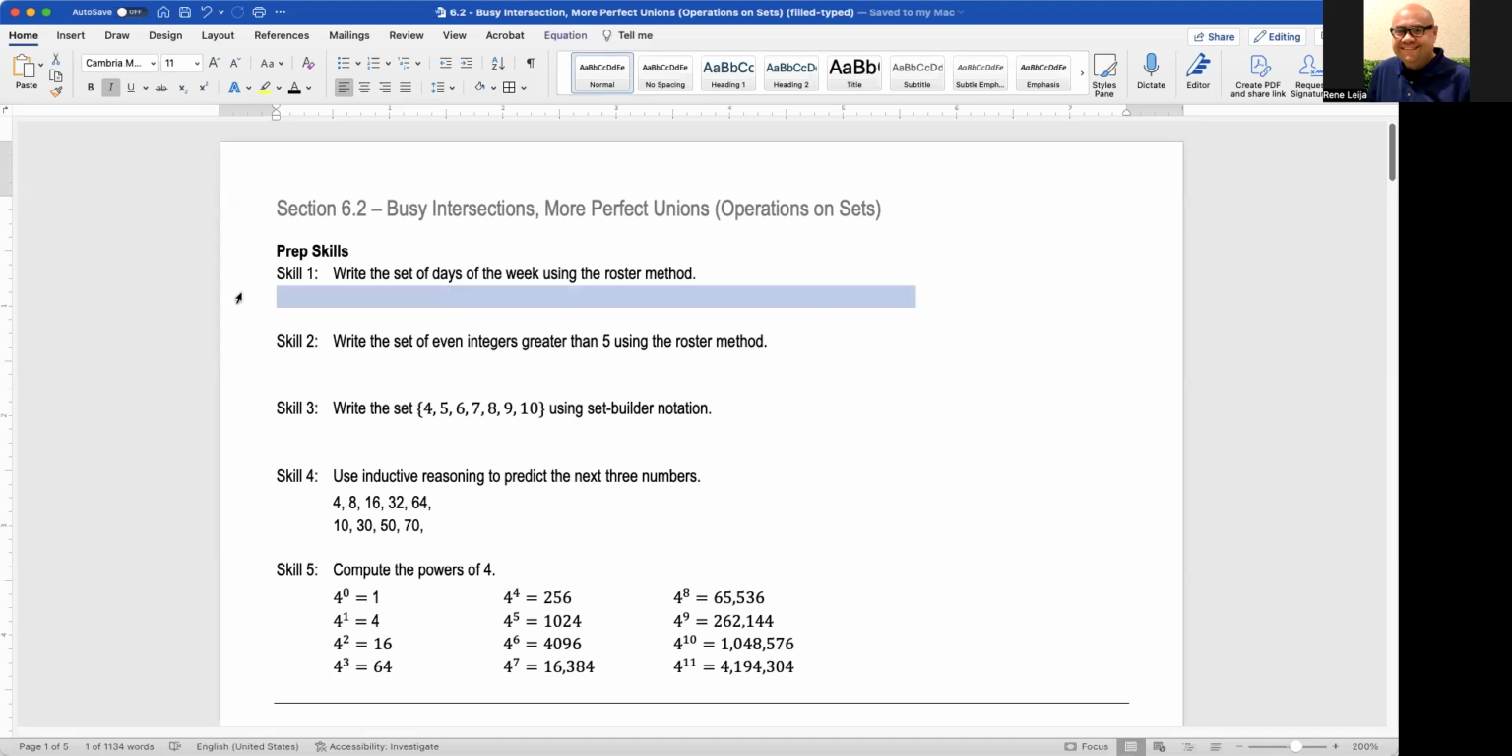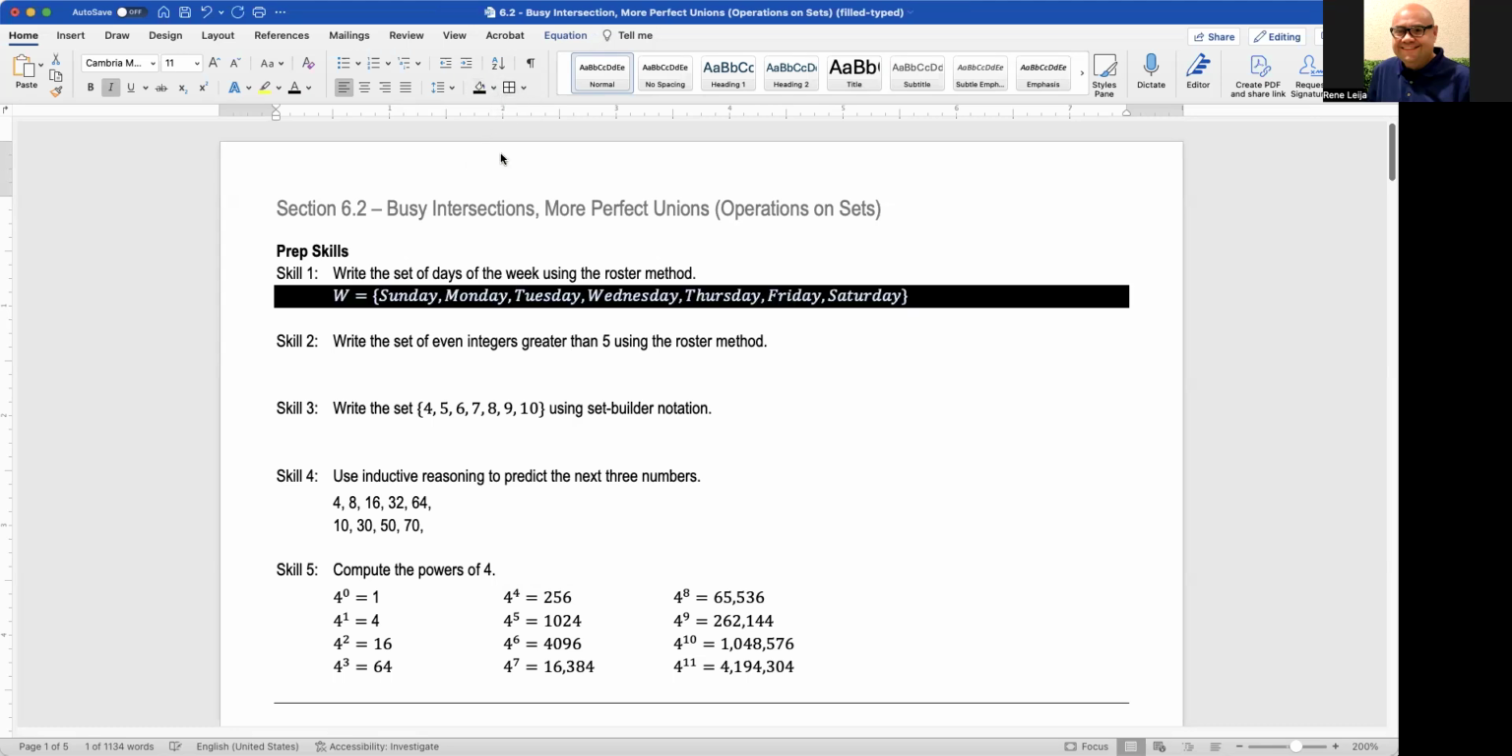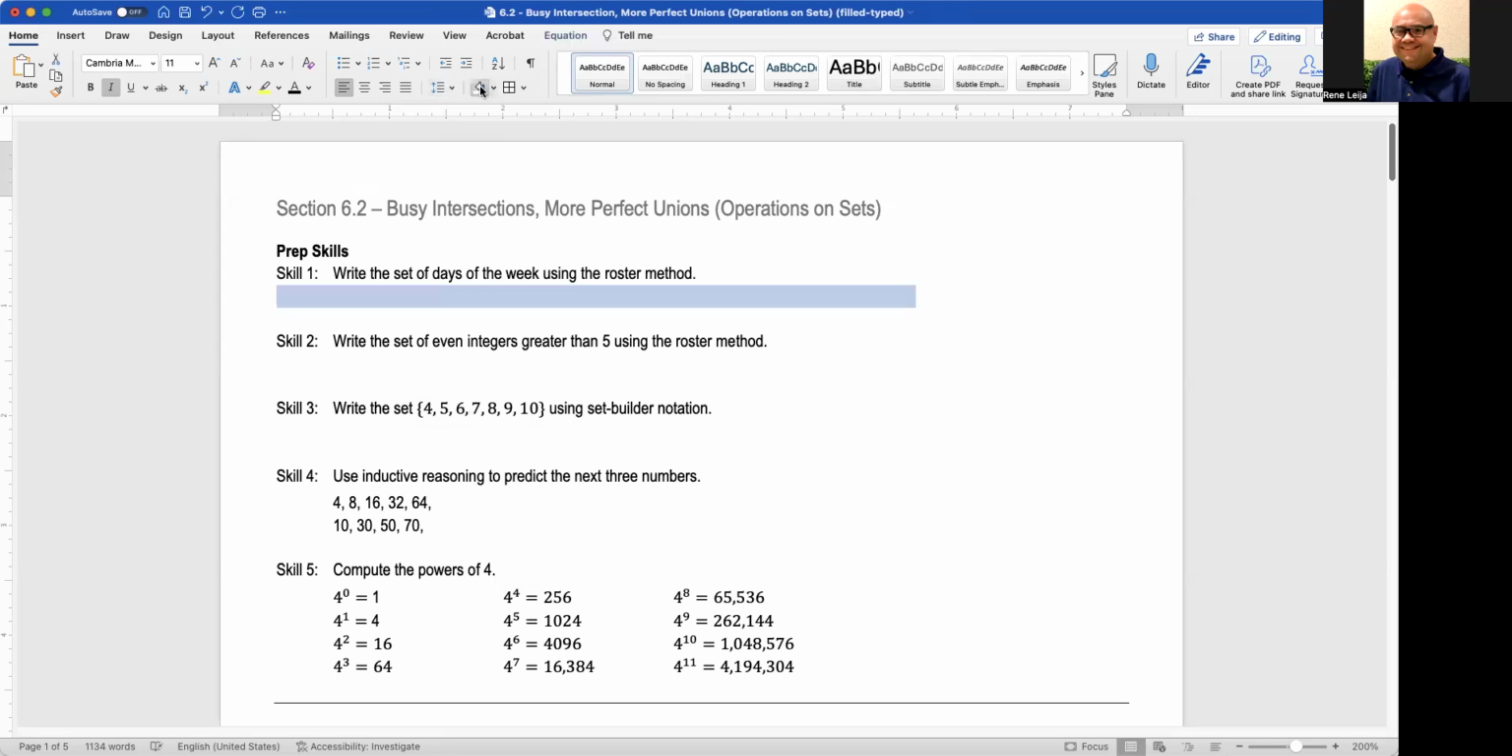But skill number 1: write the set of days using the roster method. So remember, the roster method is when you identify your set with a capital letter and you list the elements using braces. So W for the week, days of the week, and then list all the elements: Sunday, Monday, Tuesday, Wednesday, Thursday, Friday, Saturday. No matter where you start.